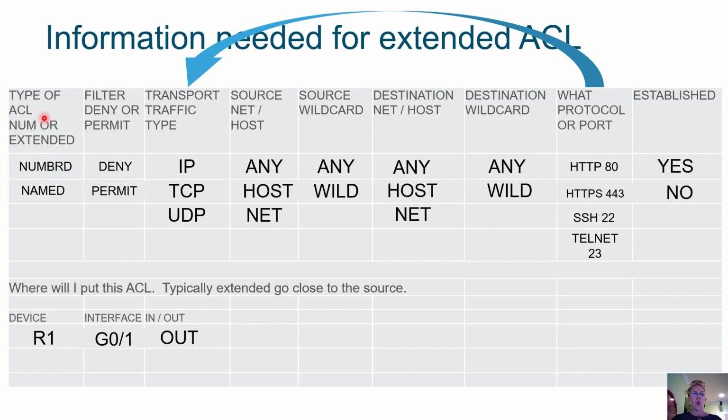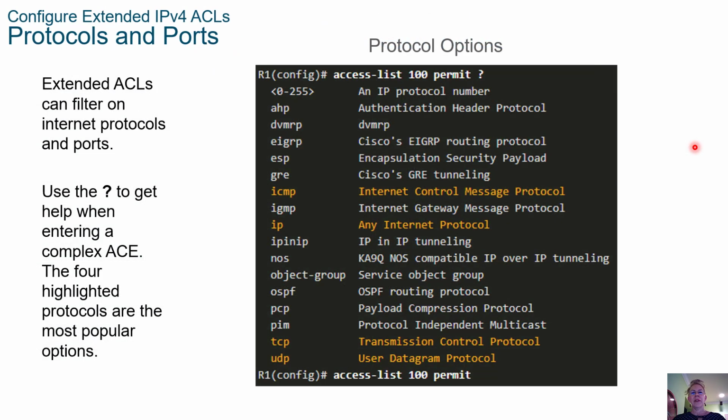So this is the order in which you will write the access control list. Think of it in terms of how it's getting processed, how it's being looked at as the packets are flowing through the network. What we had said is that we can filter based on protocols and ports. So here's an example. The question mark really comes in handy when writing extended access control lists. So here we're doing access list 100, again 100 because it's extended. We're going to do a permit statement. Now I can do a question mark and it will show me all of the different protocols that I can enter into an access list.